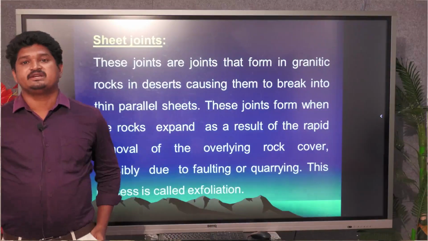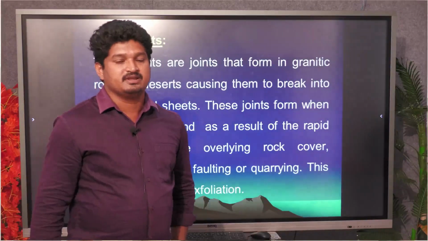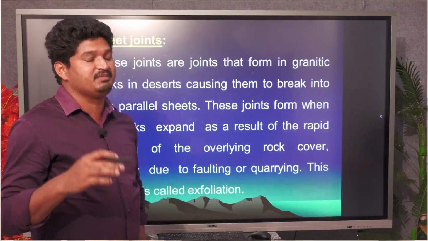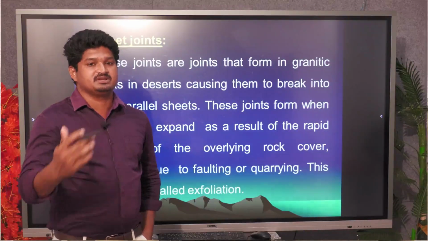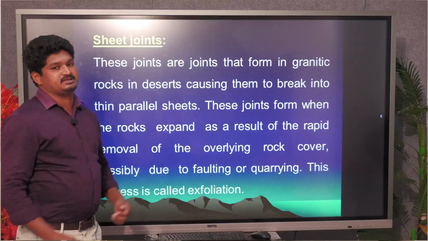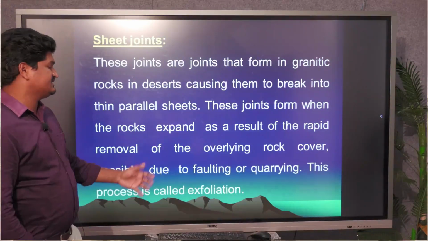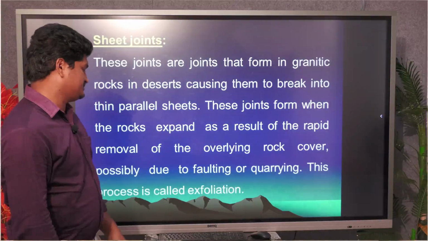And finally, sheet joints. Sheet joints are developed mainly in granitic bodies. In granitic bodies in major desert areas, the overlying rocks are weathered due to desert conditions, so the joints develop as sheet-like structures. This is the best example of exfoliation, one example of sheet joints.